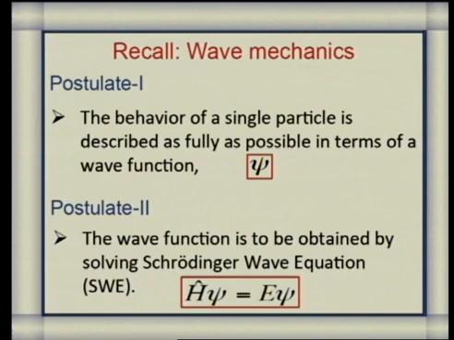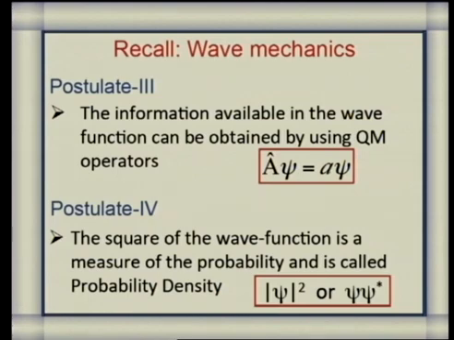Then H psi equals E psi is the Schrodinger wave equation which we need to solve to get the wave function psi, which describes the behavior of the particle in the system. In today's case, it happens to be a particle in a one-dimensional box. The first postulate tells me that the wave function has all the information about the system. The third postulate tells me how to get the information out of the wave function.